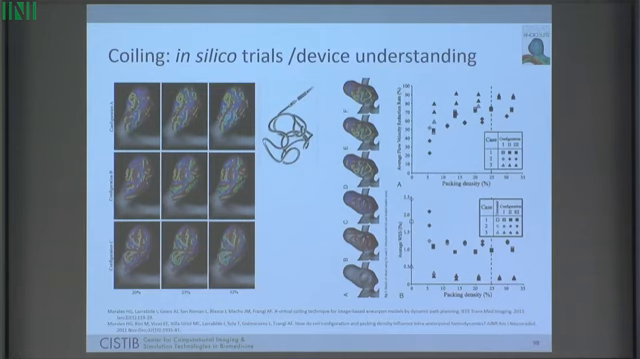So each color is a different coil. The coils come in a certain length and diameter. And one parameter which is important clinically, which is this percentage here, is what is called the packing rate. It is the amount of coil, the metal, over the volume of the aneurysm itself. So 20% means, you know, 20% of the volume is covered with coils.